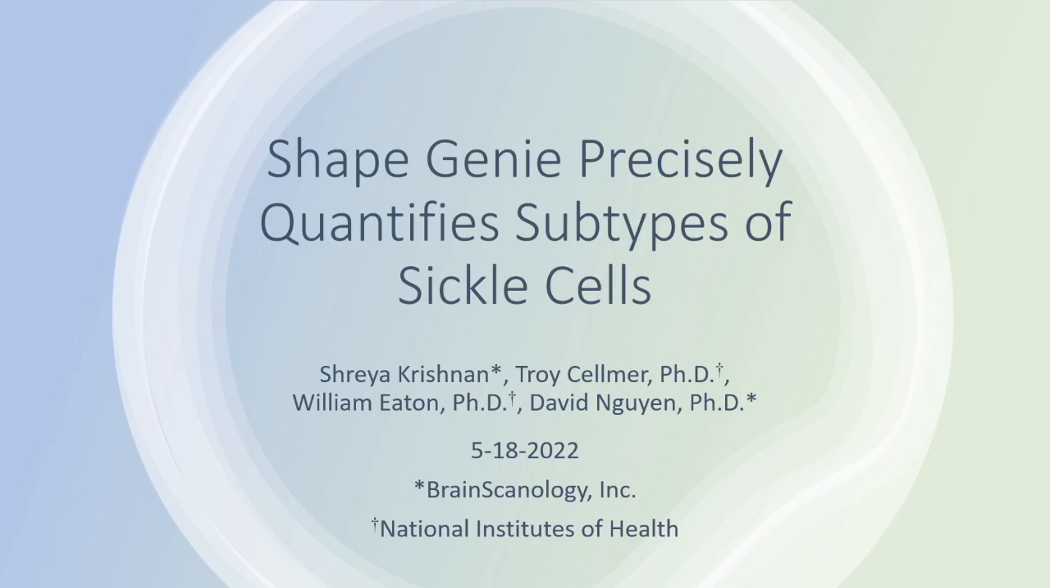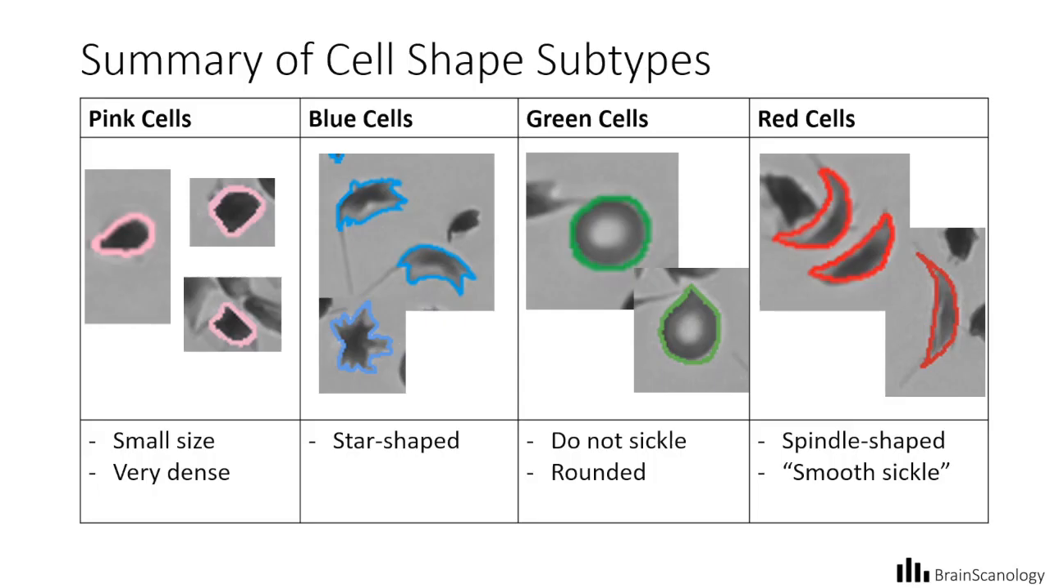Hi, my name is Shreya, and in this video, I will be explaining how Brain Scanology's shape analysis tool, Genie, precisely quantifies subtypes of sickle cells. The sickle cells analyzed in this video were provided by Dr. William Eaton and Dr. Troy Selmer from the National Institutes of Health. Sickle cell disease is a genetic disease which causes red blood cells to become deformed or sickled.